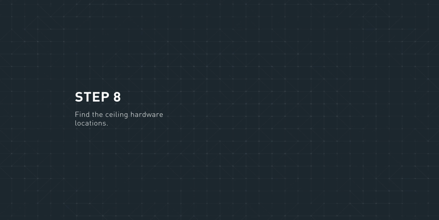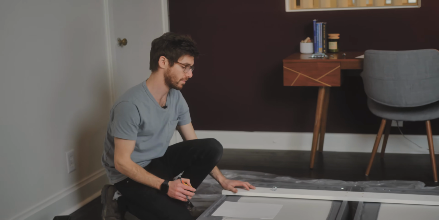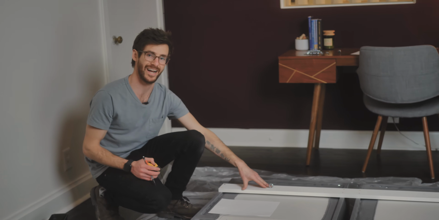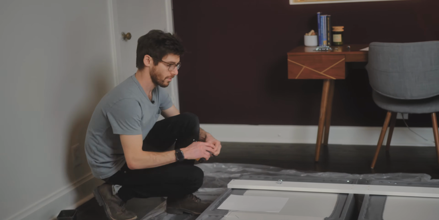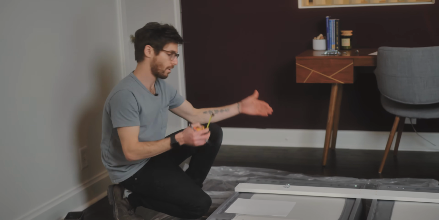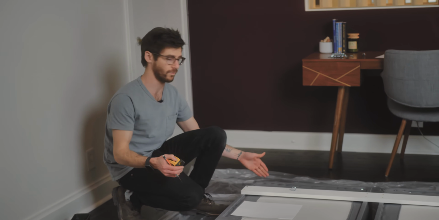With the cloud fully assembled and ready to go, the last step before we can start working on the ceiling is to figure out where the ceiling hardware actually has to go. And that's gonna be based off of where these eye screws are here on the cloud. So to figure that out, we need to know the distance from the front wall to the front edge of our cloud, which in this example is 1 foot.